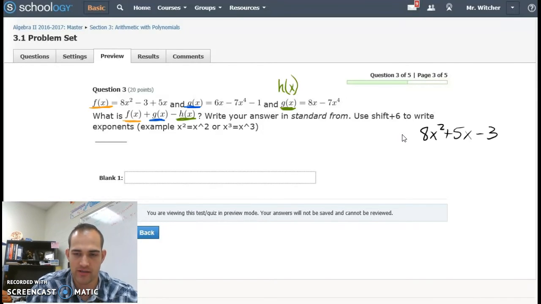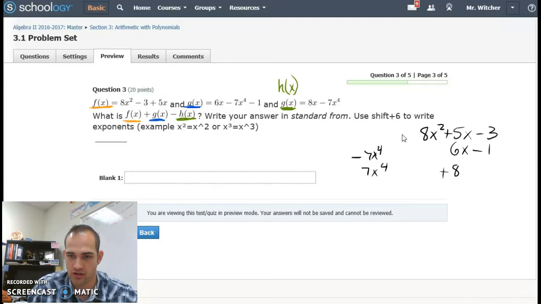Then I move on to my g of x, which is 6x, so I put that in the x column, minus 7x to the fourth. So over here, we have minus 7x to the fourth. There's no cubed in this one. There was no fourth or cubed in the first one. And then I have minus 1. Then for my h of x, I have 7x to the fourth. And then I have this plus 8x. So that will go here in the x column again. And I am through.